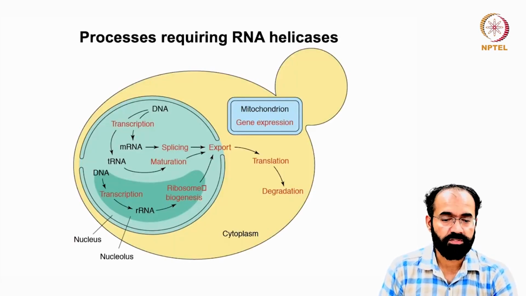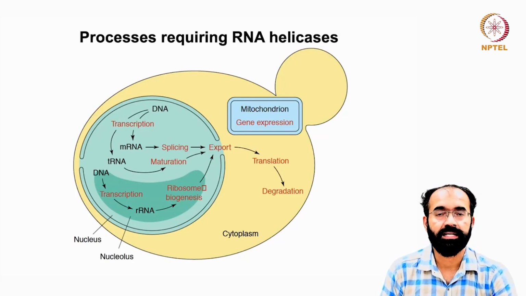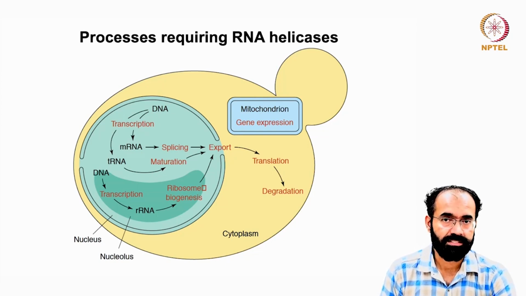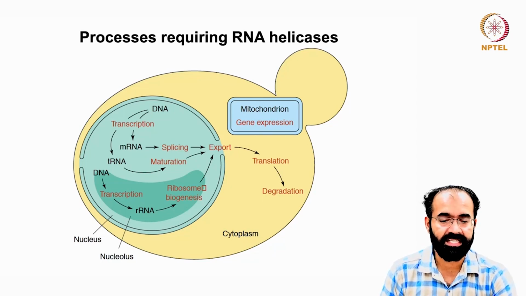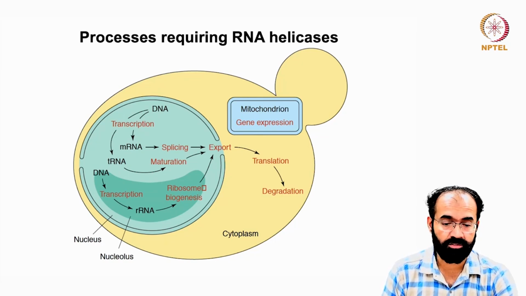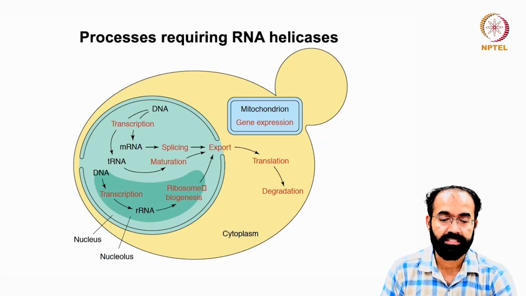There are plenty of processes that require RNA helicases. In a nutshell, we can say pretty much every function in gene expression or gene related functions requires RNA helicases at some time point or the other. Like we can see here, you have a DNA that is transcribing into mRNA and tRNA. mRNA undergoes splicing, tRNA undergoes maturation, and they get exported, and then translation and degradation. Each of them, shown in red, requires helicase action in some way or the other.